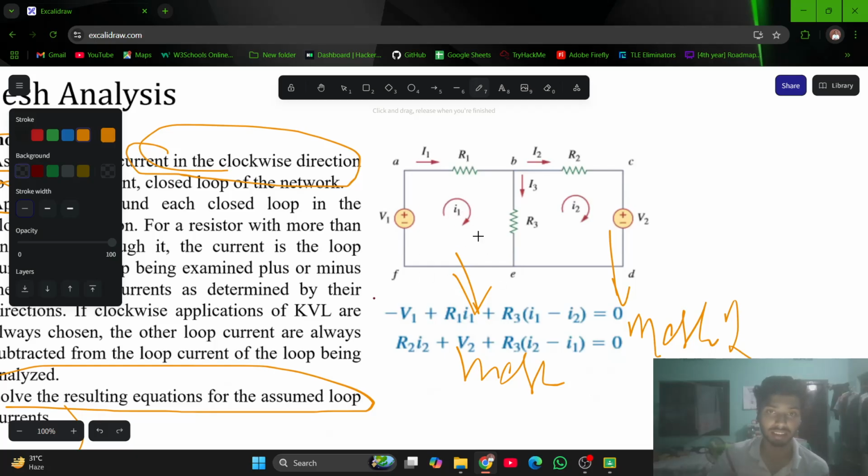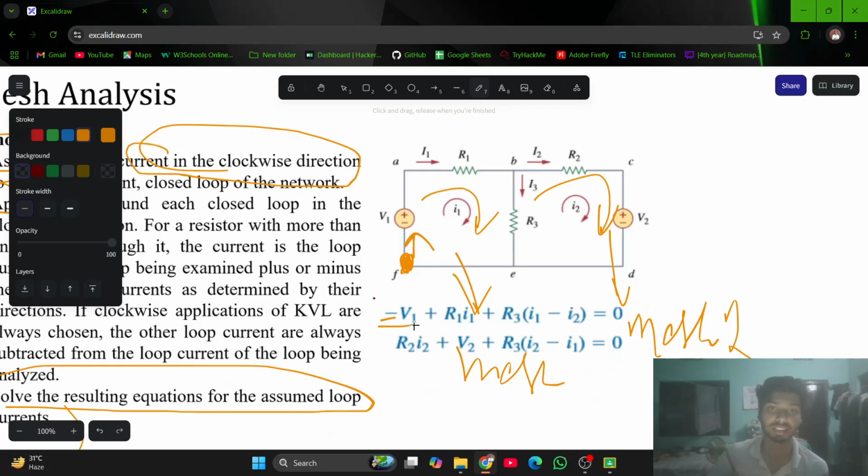The mesh 1 current is I1. Suppose the mesh 2 current is I2, and the mesh 1 current direction is clockwise, the mesh 2 current direction is clockwise. Then apply KVL. If we apply KVL on mesh 1, we clearly see that the current is passing. If we consider our journey from the lower left corner, the current is going to the voltage source from the negative side there.